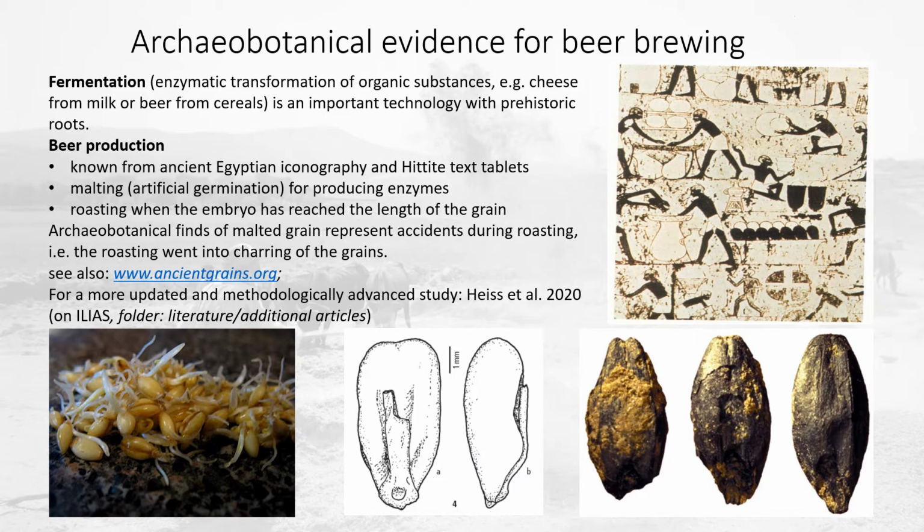During germination, starch stored in the grain is transformed into malt sugar. As soon as the embryo has reached the length of the grain, germination is stopped through drying or careful roasting. Malted grains are relatively easy to recognize due to impressions on the grain left by the growing embryo. Archaeobotanical finds of malted grain represent accidents during roasting, that is, the roasting went into charring of the grains.